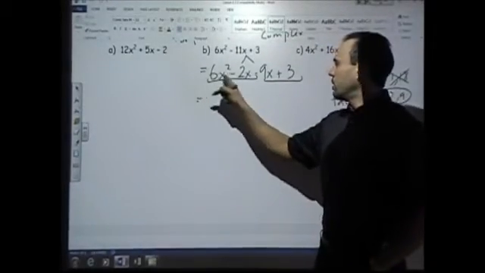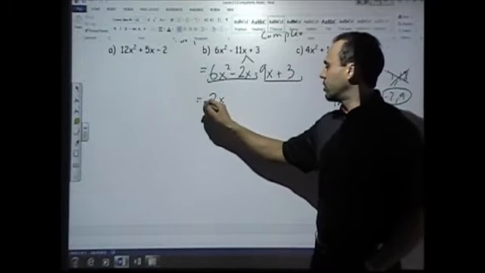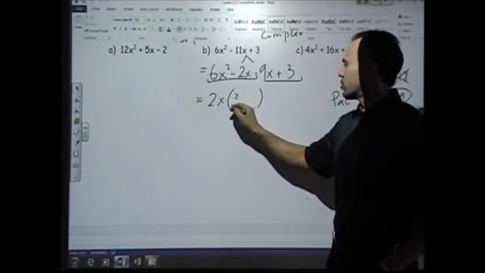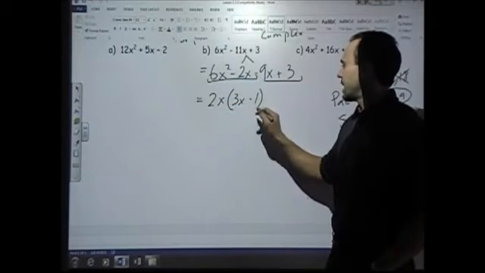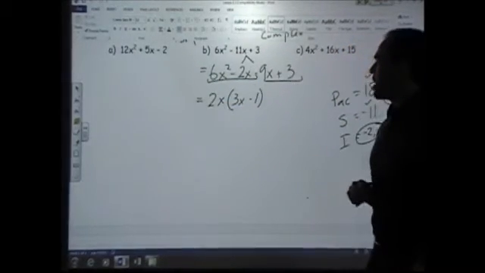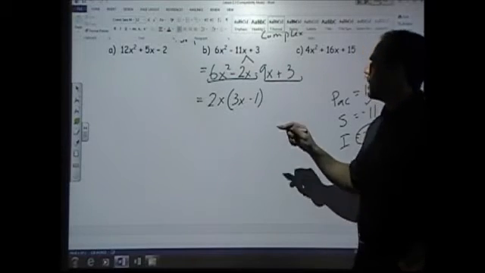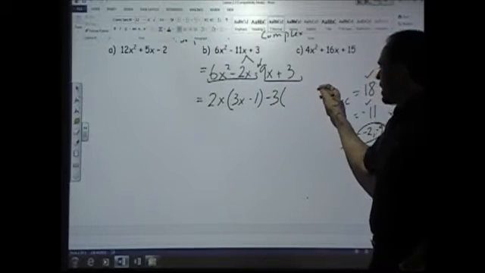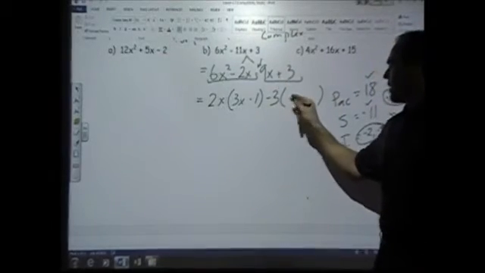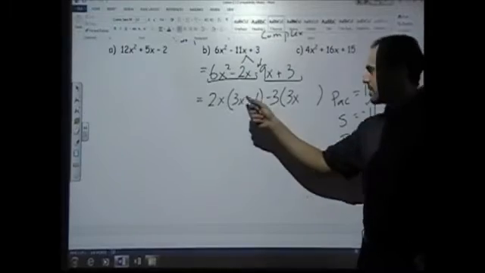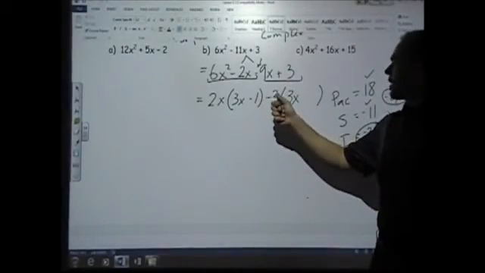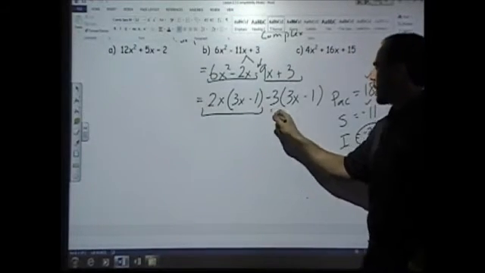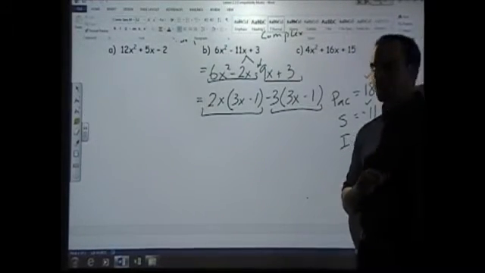Grouping the first two, between those two things I can factor out a 2x. And if I factor out a 2x, this divided by 2x is 3x, this divided by 2x is negative 1. And between these two things, I'm going to factor out a 3, but not just a 3, a negative 3, because there's a negative right out here. And why did I do that? Because this divided by negative 3 gives me positive 3x, which is exactly the same as over there. And this divided by negative 3 is negative 1. Remember that in order for you to be doing this properly, the two brackets should be the exact same.